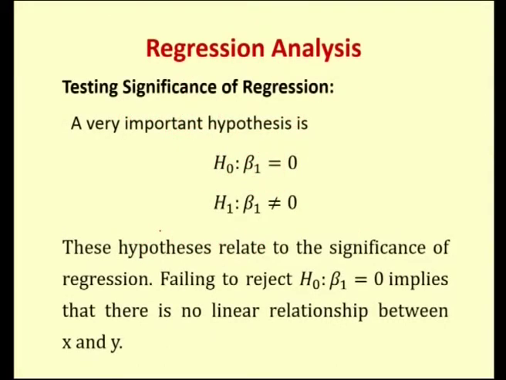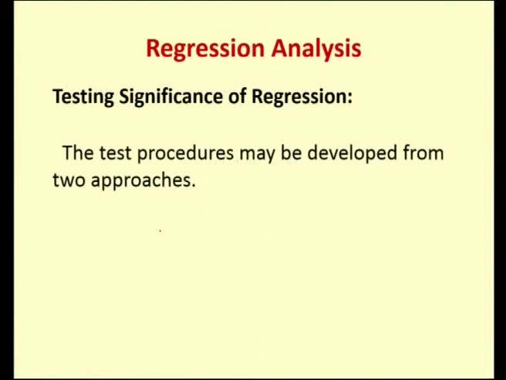And now we have an important test, that is, testing significance of regression. Here the hypothesis is H naught such that beta 1 is equal to 0 against the alternative beta 1 is not equal to 0. These hypotheses relate to the significance of regression. Failing to reject H naught implies that there is no linear relationship at all between x and y, and the test procedure is developed by two methods. We have two methods to perform this testing of significance of regression.